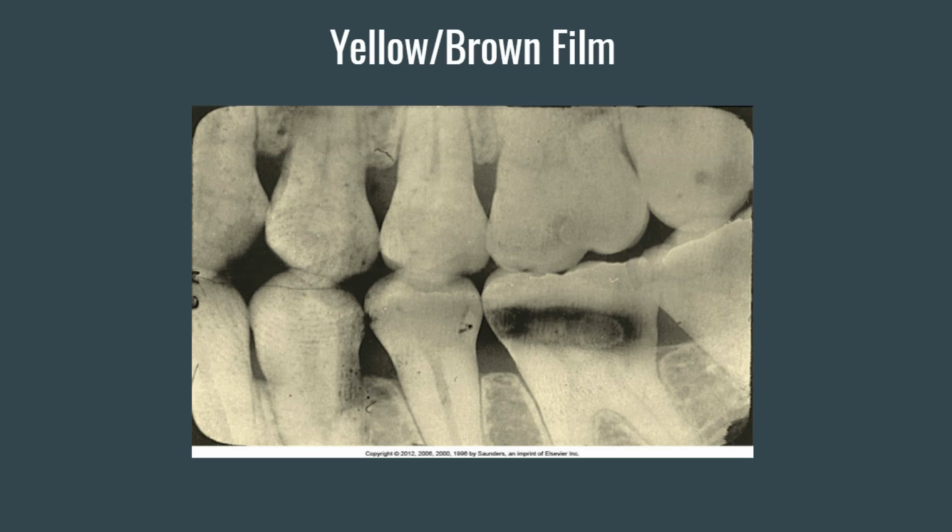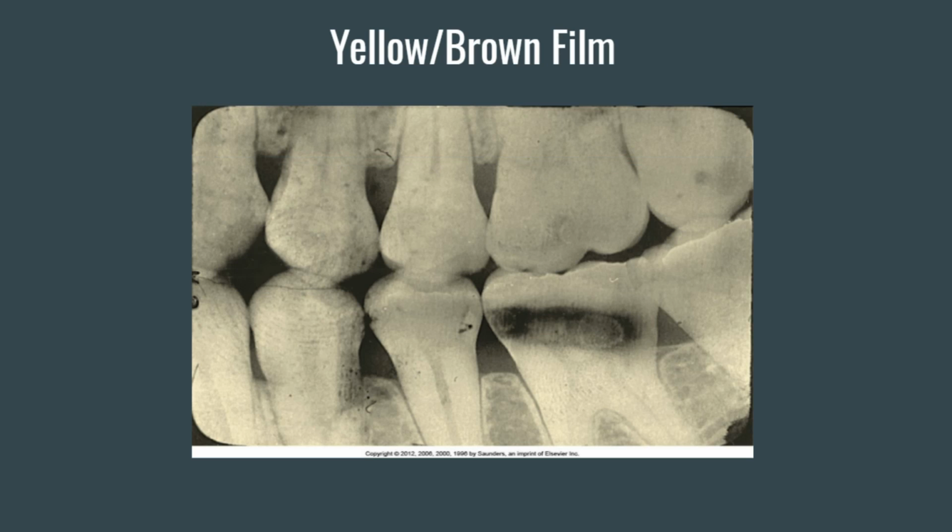Next is a yellow-brown film. So this would have kind of a yellowish brown color to it. What this is caused by is exhausted developer or fixer. So there's not enough of either of those chemicals or one or the other in the bin, whether it's your manual and you're using the dip tank and the dip tank is depleted, or your automatic processor.